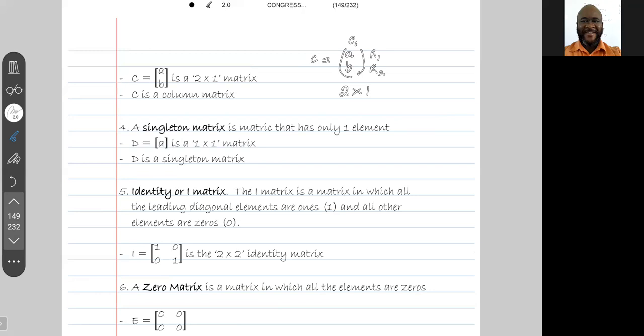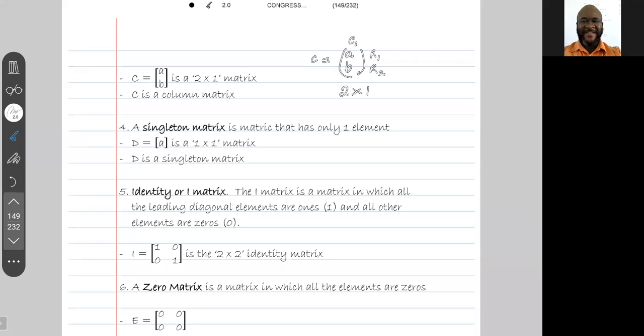We have the identity or I matrix. Now, the identity or I matrix is a matrix in which all the leading diagonal elements are 1 and all other elements are 0. So the leading diagonal goes from top left to bottom right. So the leading diagonal elements are 1 and all other elements are 0. Any matrix that is of that form is called an identity or I matrix.